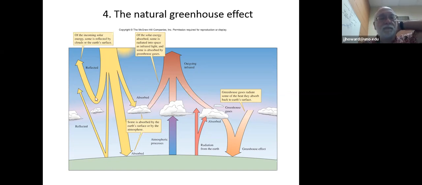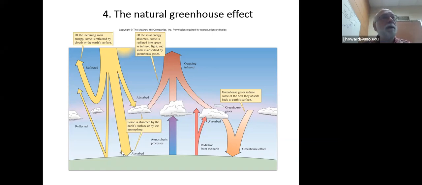Okay, so some of that is reflected back out into space by clouds. Some of it hits the Earth's surface and maybe hits something with high albedo like ice and is reflected back. Some of it's absorbed by clouds, by the atmosphere, warming the atmosphere, and then some of it is absorbed by the Earth's surface. So here's the energy budget of solar radiation from the sun. Some is reflected by the atmosphere, some reflected by high albedo surfaces on Earth, some absorbed by the atmosphere, some absorbed by the Earth. Forests and dark areas on Earth absorb the most.